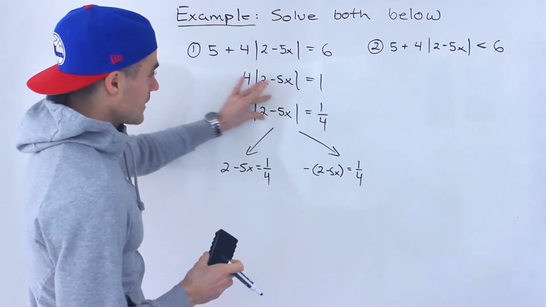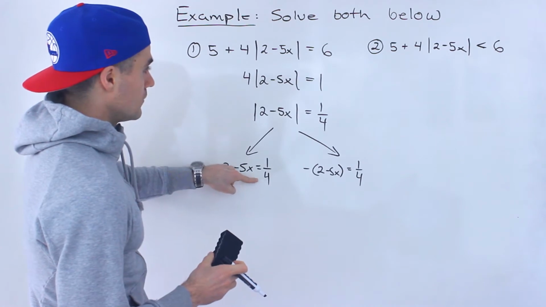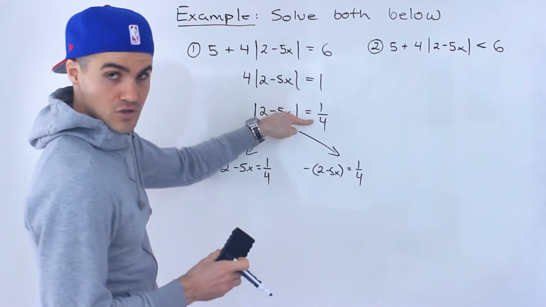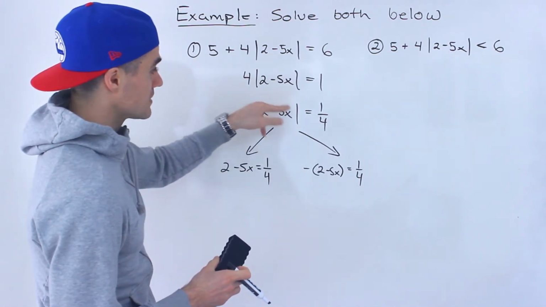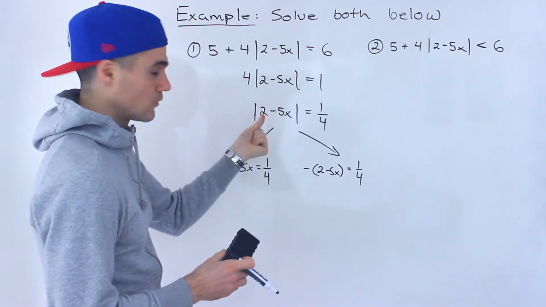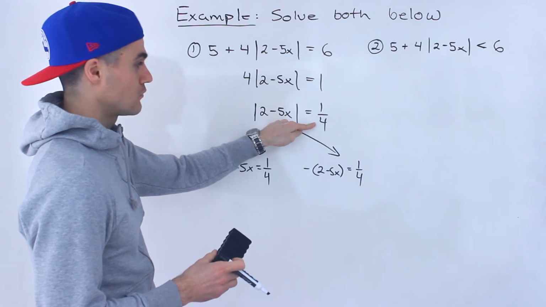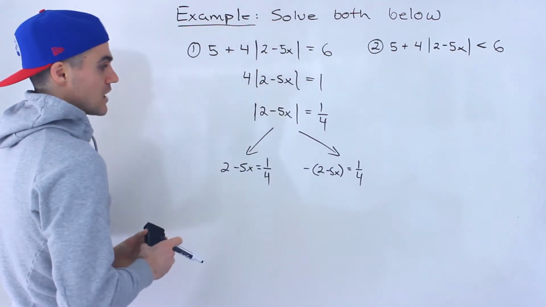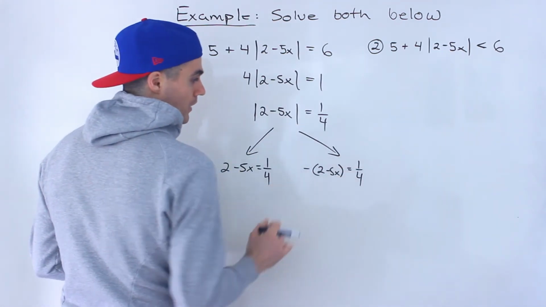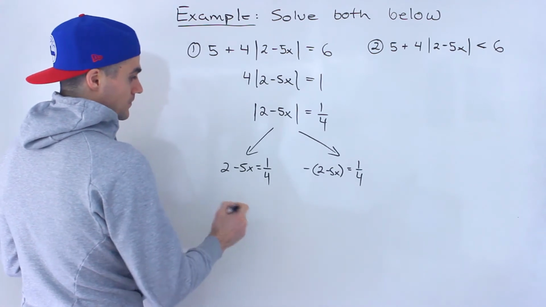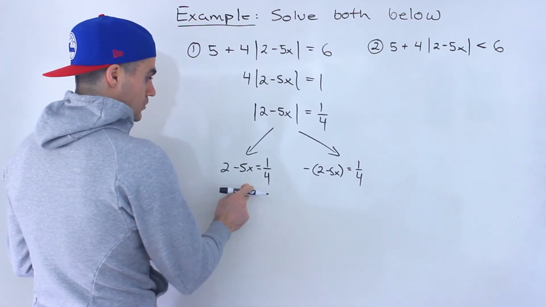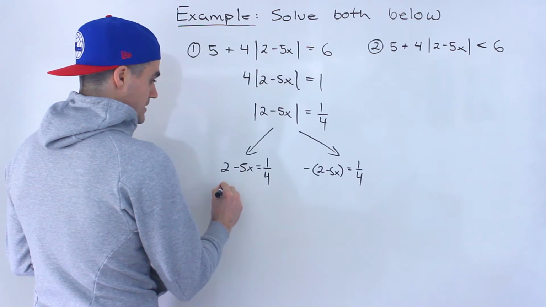Basically, if this 2 minus 5x is equal to 1 over 4, then the absolute value of 1 over 4 is 1 over 4. And if this 2 minus 5x is also equal to negative 1 over 4, then the absolute value of negative 1 over 4 would be positive 1 over 4. So that's why we're solving for the two cases. And that negative you could put on the right side as well. Doesn't matter.